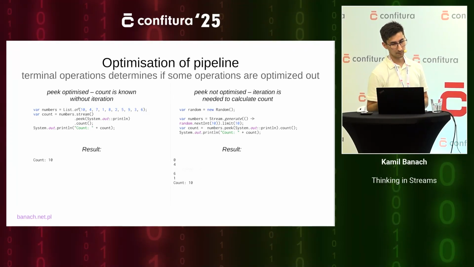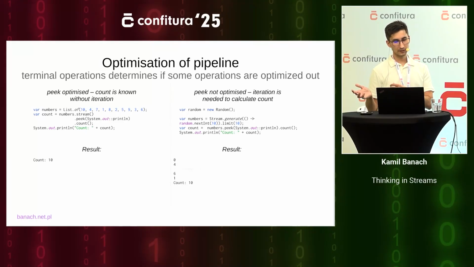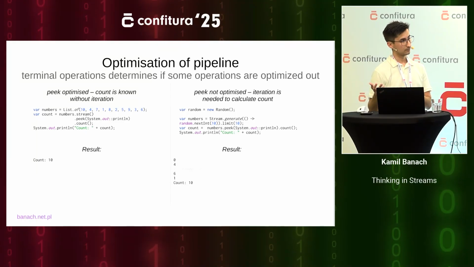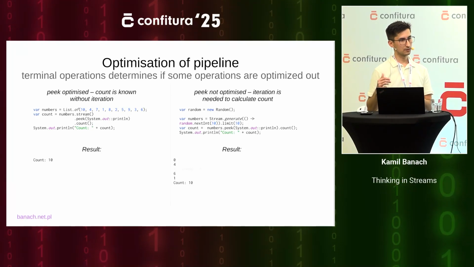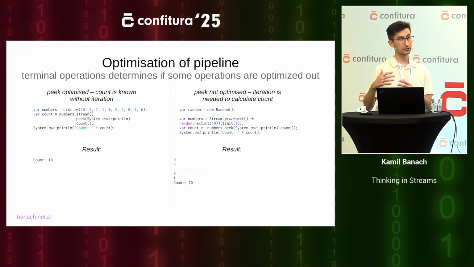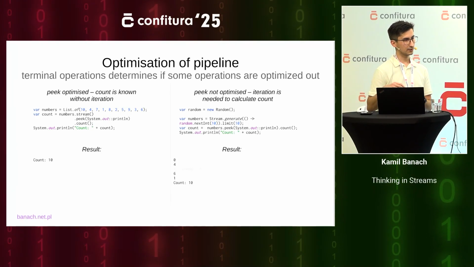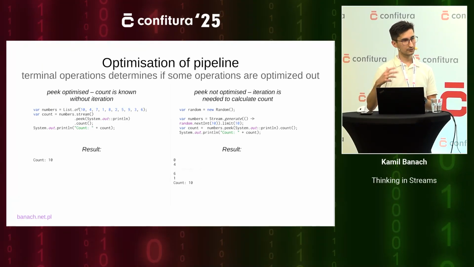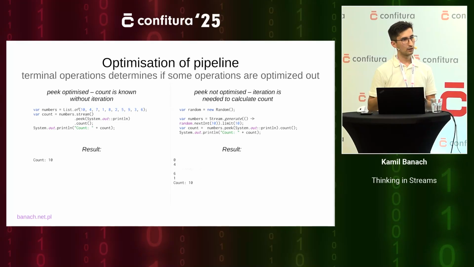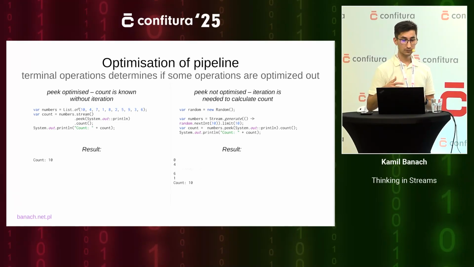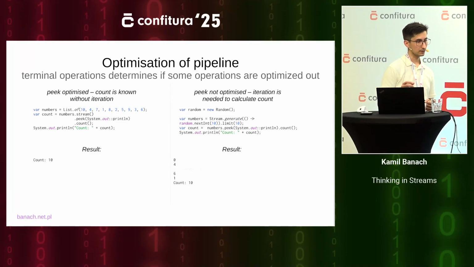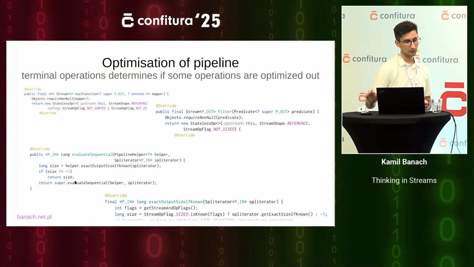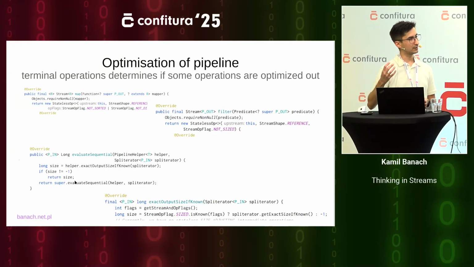On the other hand, on the right, we can see that the same stream, built in a different way, will be run. So it will be iterated, and every single number will be printed out. And the question is why? It is because the count operator, the terminal operator, has an optimization underneath.